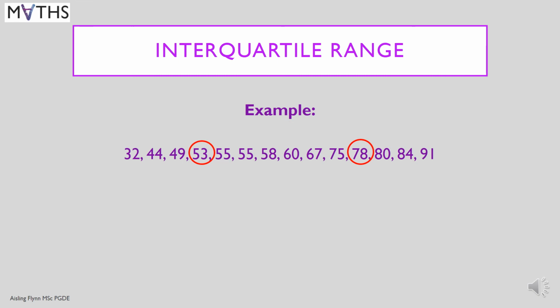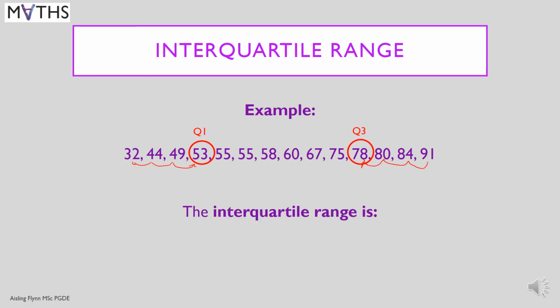So that's 1, 2, 3, 4. Okay, and you do the reverse from the top. 1, 2, 3, 4. Okay, and you get your 53 and 78. And we call 53 Q1. Okay, that's the first quartile. There is at least a quarter of the data below that, and there's at least a quarter of that data above 78, which is known as the third quartile, Q3.